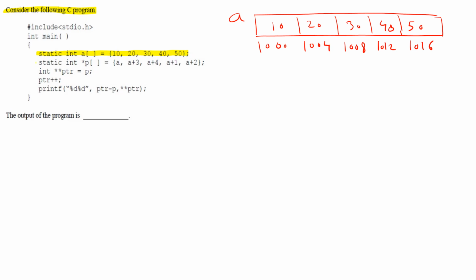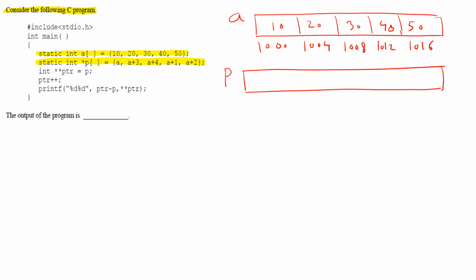Then we are also given an array of pointers which is initialized with these values. So let us see that array of pointers. So here is the array of pointers. This also contains 5 elements. What is stored over here is A. So A will give you address of its 0th element. This is the 0th element of the array and its address is 1000. So it is copied over here, 1000.